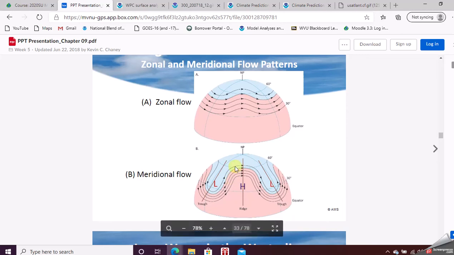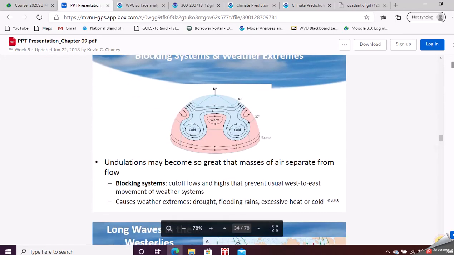And think about it. You're pulling cold air in out of Canada. You're pulling warm air up from the tropics, even the Caribbean Ocean. And notice the temperature contrast that's going to be going on in a meridional flow versus a zonal flow. Zonal flows can have lows and highs, but not nearly as strong as meridional flows. And we're going to talk a lot more about that as we move on here.